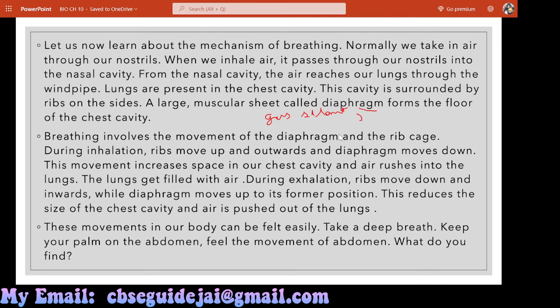So breathing involves the movement of the diaphragm and the rib cage. When you inhale, the ribs move up and outwards, and the diaphragm moves down. This movement increases the space in our chest cavity, and air rushes into the lungs. Thus, the lungs get filled with air. During exhalation, the ribs move down and inwards, while the diaphragm moves up to its former position. This reduces the size of the chest cavity, and air is pushed out of the lungs.